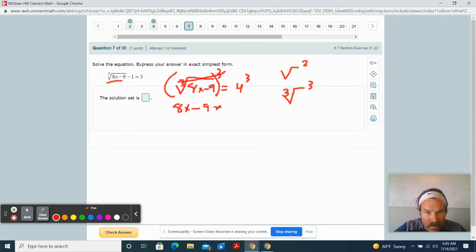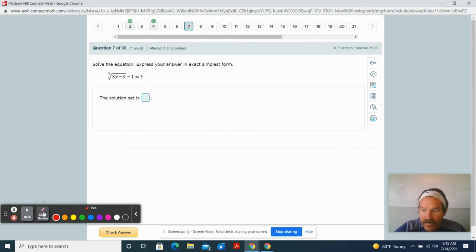And 4 to the third power. Don't you dare multiply 4 times 3 and make 12. It's 4 times 4 times 4. 4 times 4 is 16. 16 times 4 is 64. And you just solve that equation. I'll leave that for you to do. That was number 7.